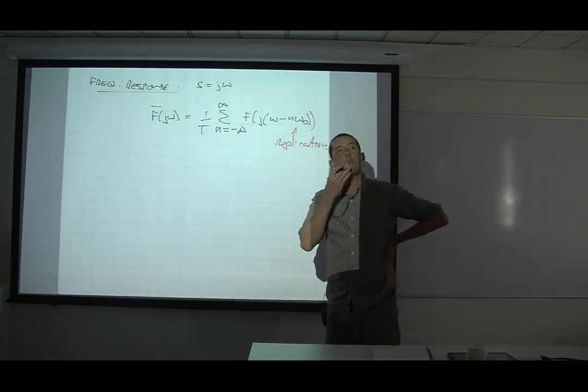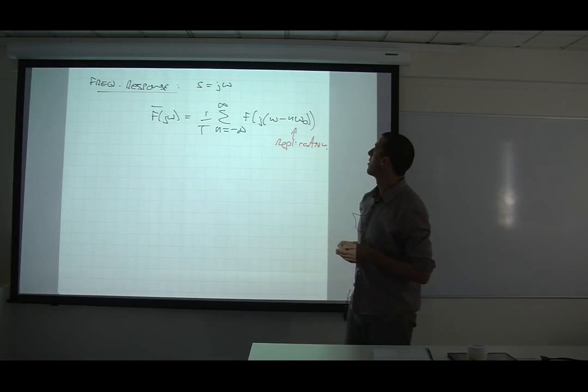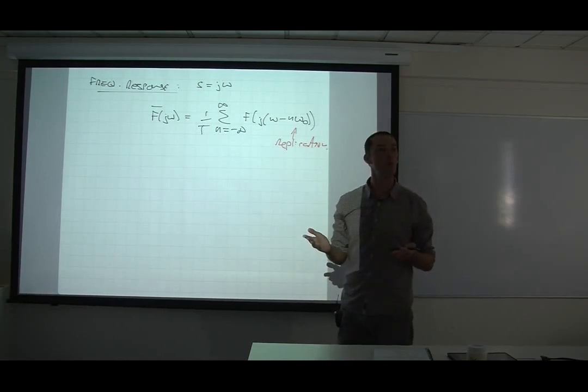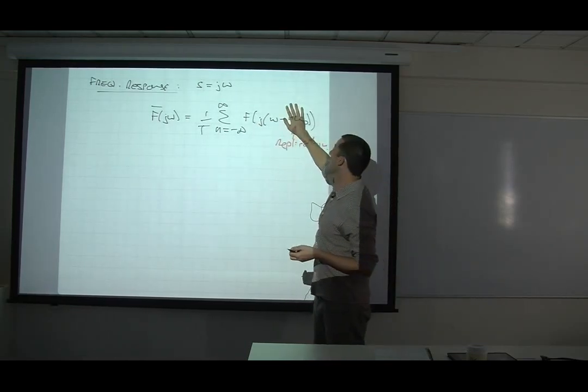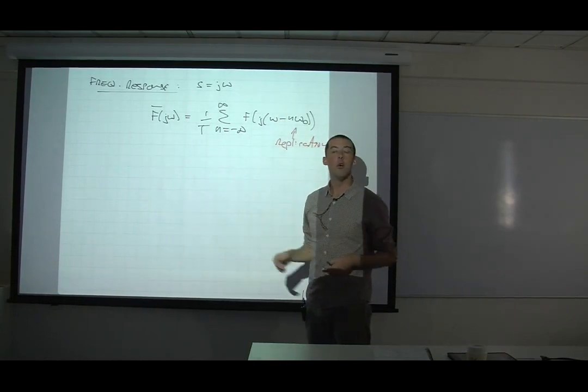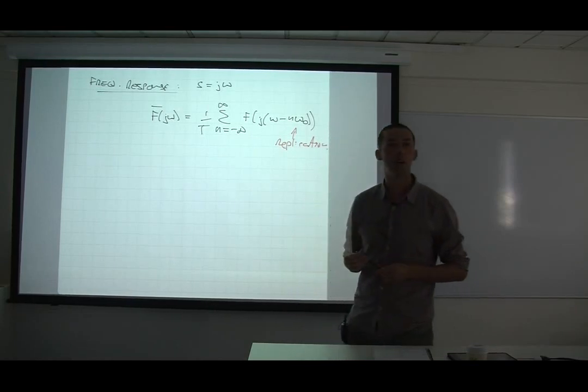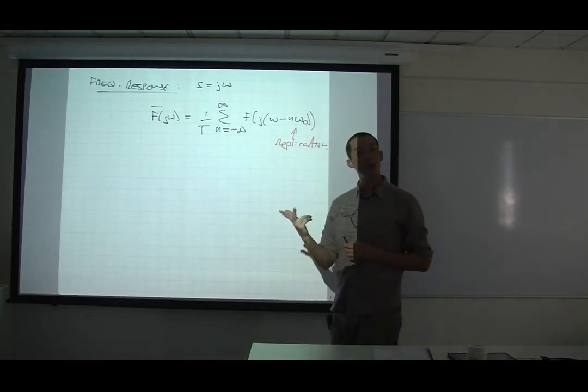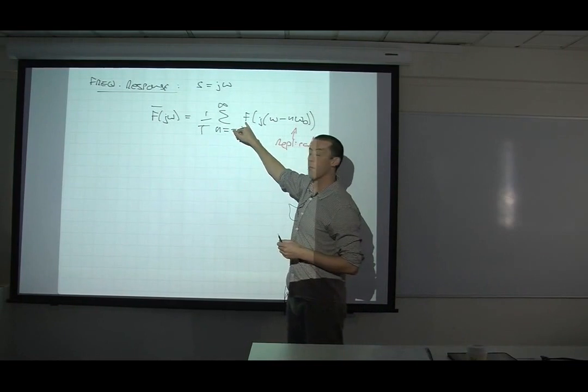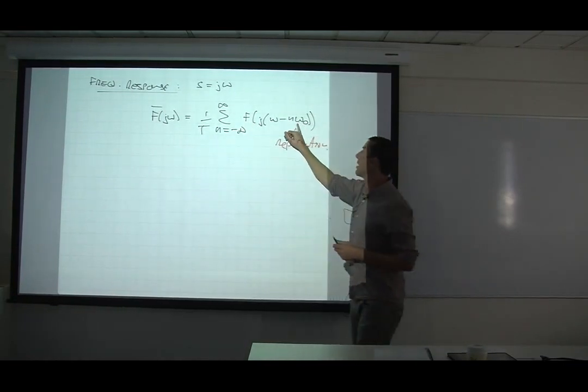So before we did any sampling, all we had was the Fourier transform of the function, which is F of j omega. That was it. But now, because we've sampled with this infinite sum of delta functions, two strange things have happened. One is that we've got multiple copies of the spectrum.